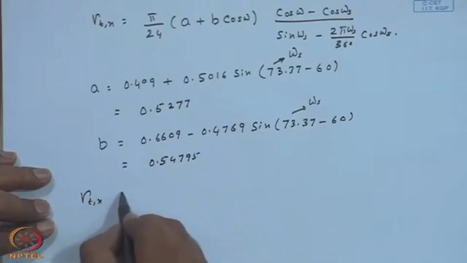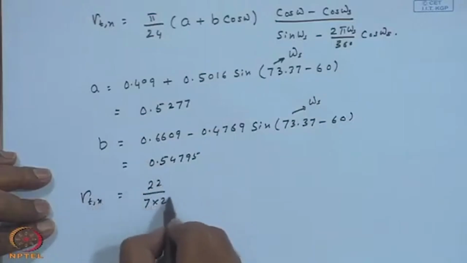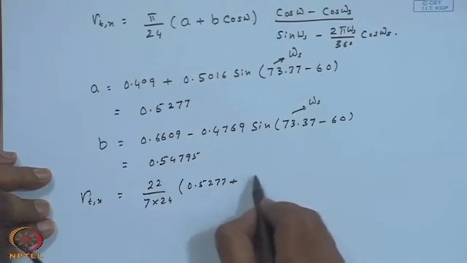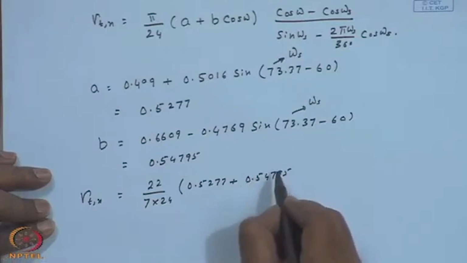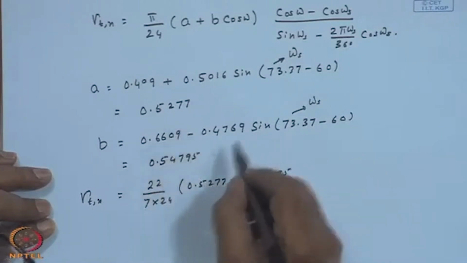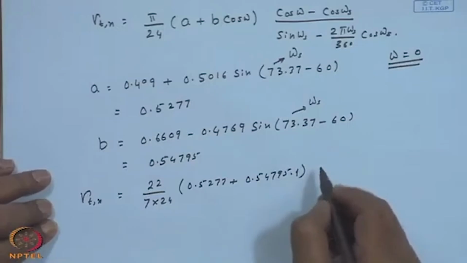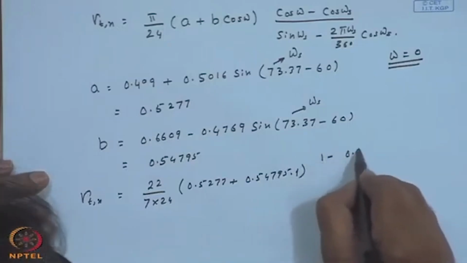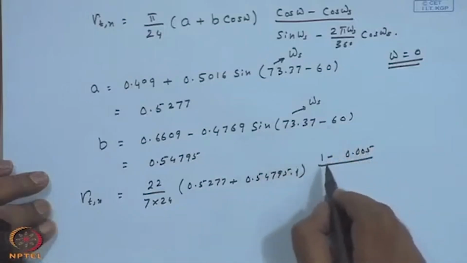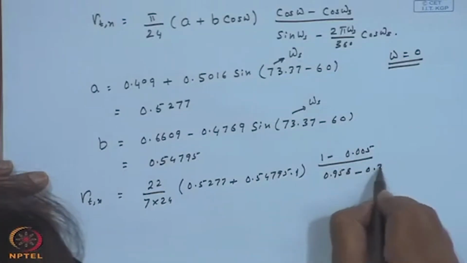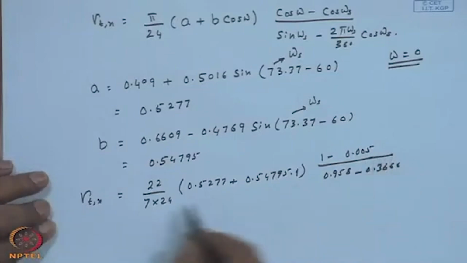So, you have got RTN is 22 by 7 into 24 times 0.5277 plus B is 0.54795 into cos omega, omega is 0 because it is the noon time, into 1 to be explicit, times again 1 minus 0.005, omega s is 73, pretty large, cos omega close to pi by 2 I mean, by 0.958 sin omega s, it will be close to 1 minus 0.366. So, this will turn out to be 0.236.